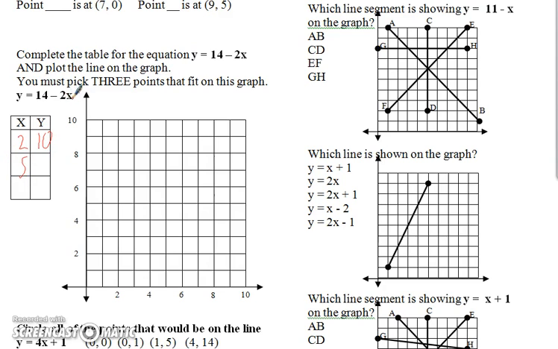Let's put a 5 in. 2 times 5 is 10. 14 minus 10 is 4. Those both work, so I'm probably going to pick a number between 2 and 5. Let's try a 4 out. 4 times 2 is 8. 14 minus 8 gives me just 6.